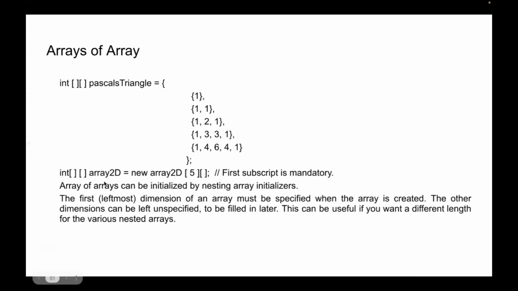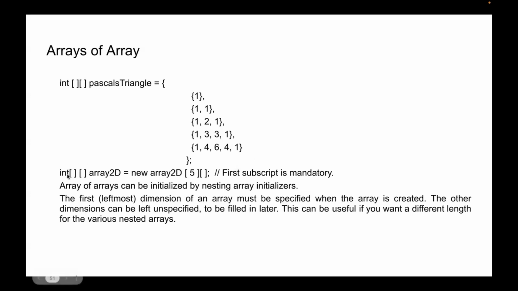Got it? So see, this is how you can declare this as well. So when you go for this particular syntax, int array2D equals new int, when we write 5, what we basically mean is this has 5 individual arrays. And you see that the second square bracket they have kept blank. Are you able to see this slide?